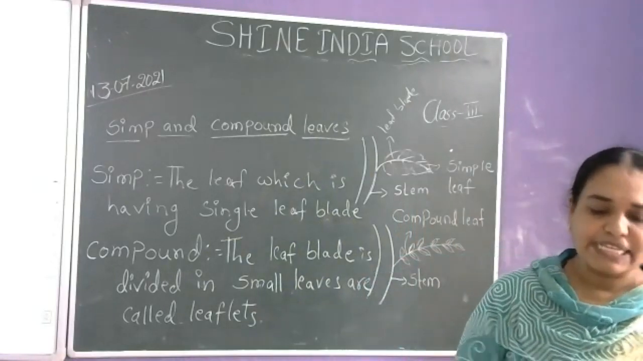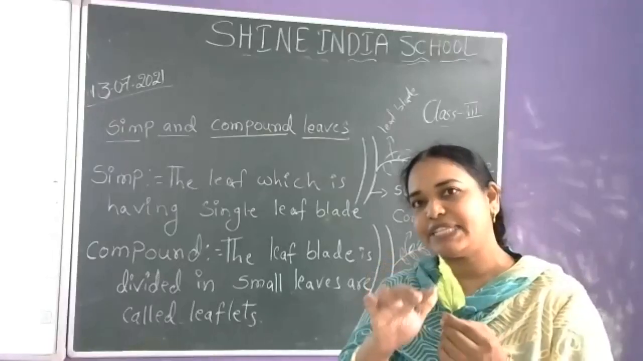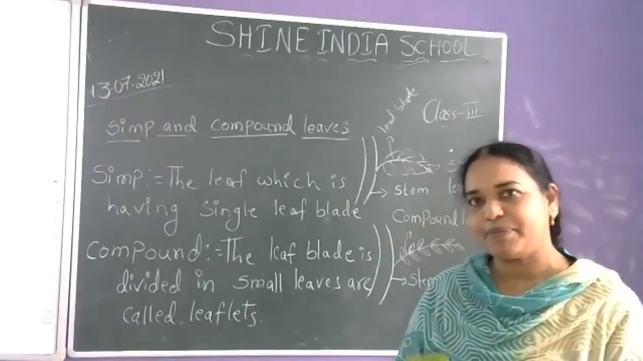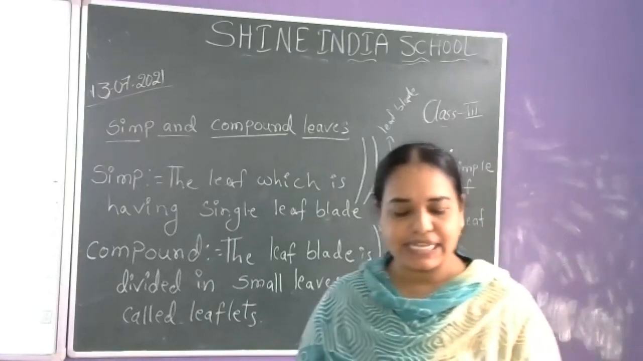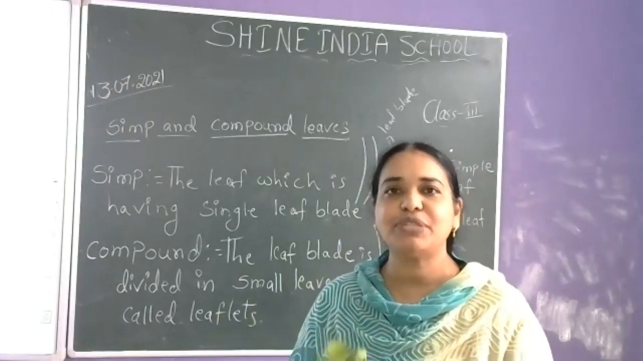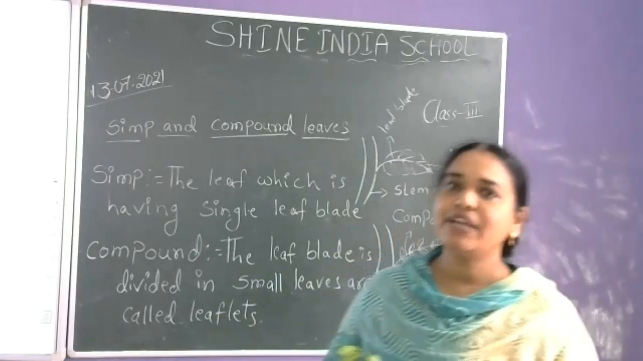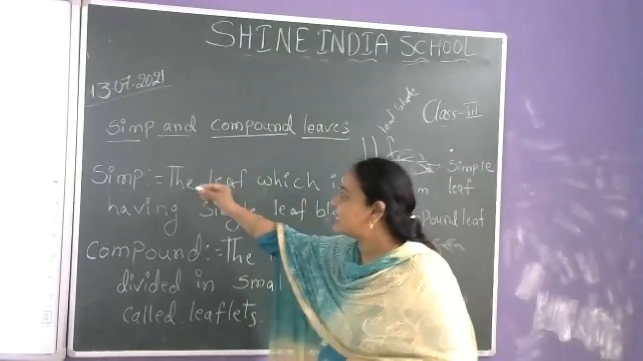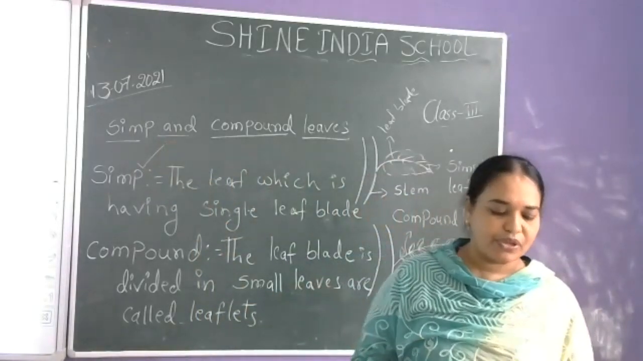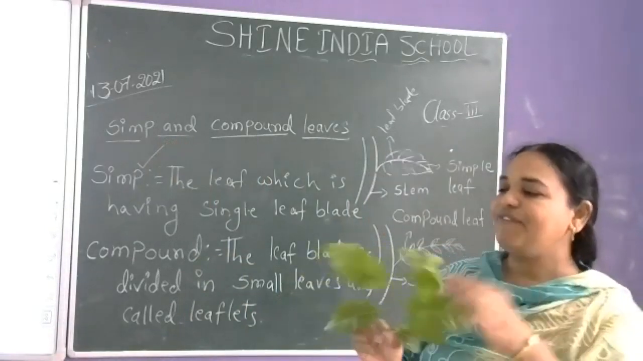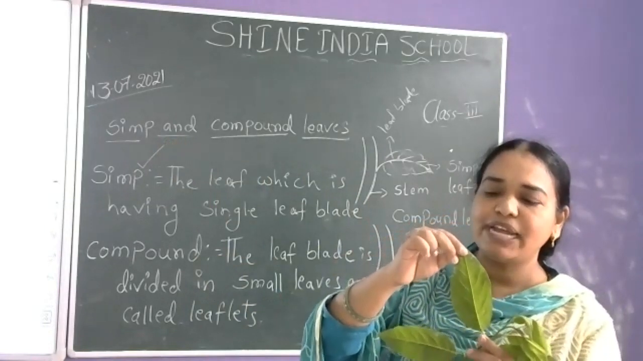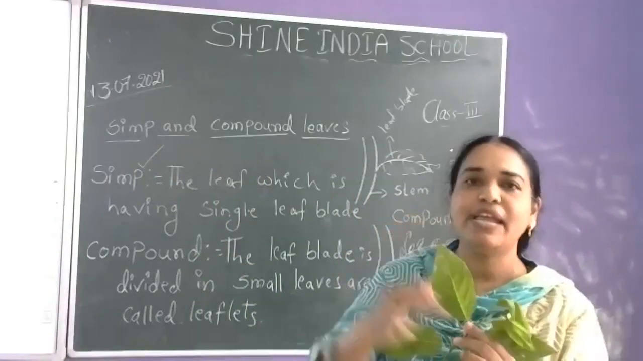Yesterday we discussed that some leaves have a rough surface, rough edges, and some leaves are smooth. Now we are discussing some more differences: the arrangement, how they are attached to the branch or stem of the plant. From that, the first one is the simple leaf. Simple means the leaf is having only one leaf blade. It is called so because it has only one leaf blade.